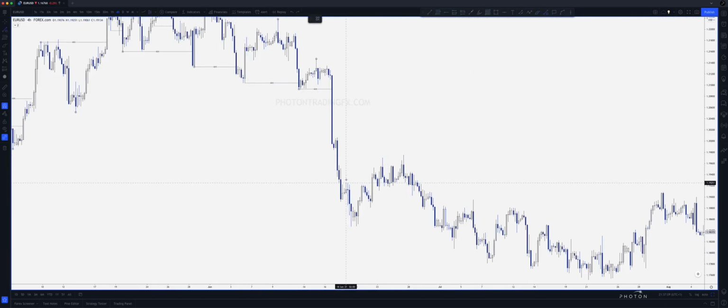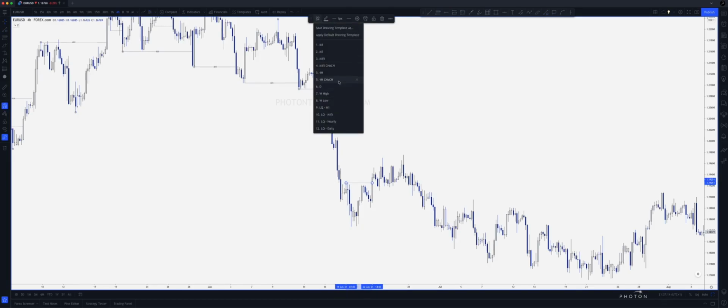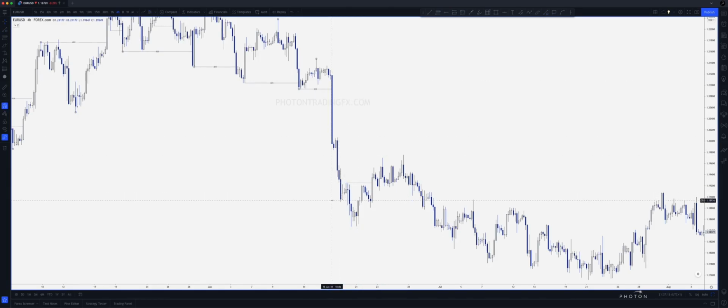So actually, let's mark this on. Now, if you view this as swing structure, that's absolutely fine, but just be very, very consistent and make sure you continue to do that. So we take that minor break of structure. Because we've had a minor break of structure, this also means this is all minor structure now as well. So we take that high.